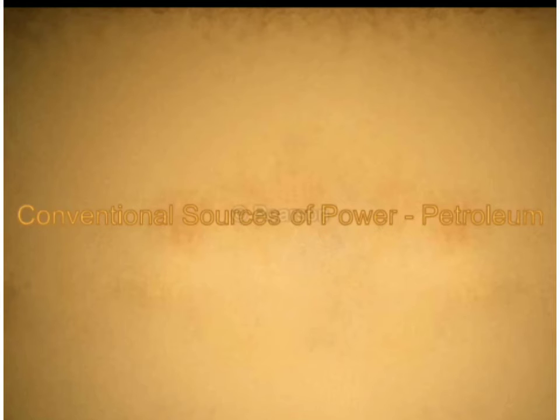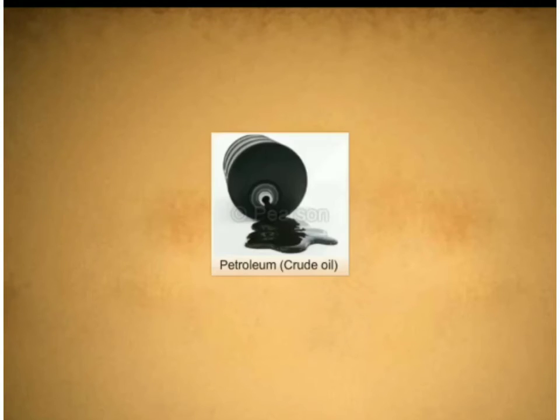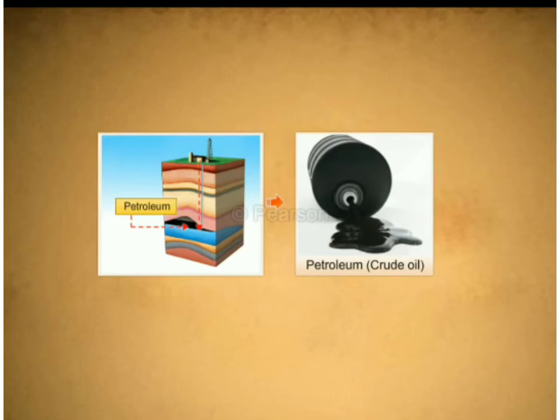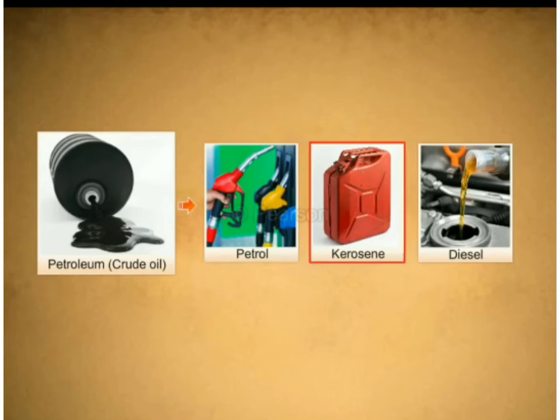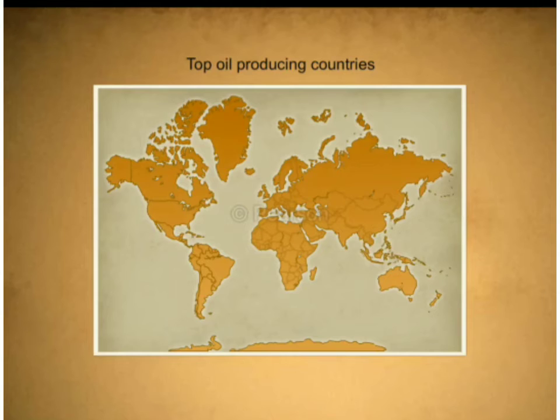Conventional sources of power. Petroleum. Petroleum or crude oil is a fuel in liquid form, found beneath the Earth's surface. It has come from a once living organism, which has transformed into what we now call petroleum. Petroleum is used to get fuels such as petrol, kerosene, and diesel, and is vital to many industries. The top 3 oil-producing countries are Saudi Arabia, Russia, and the United States.